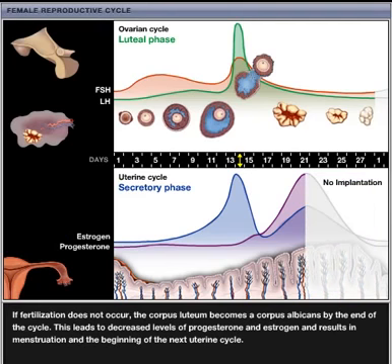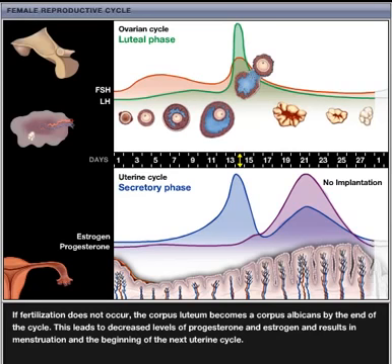If fertilization does not occur, the corpus luteum becomes a corpus albicans by the end of the cycle. This leads to decreased levels of progesterone and estrogen and results in menstruation and the beginning of the next uterine cycle.